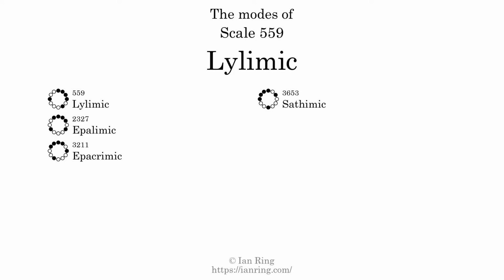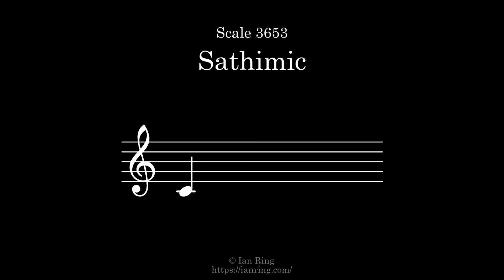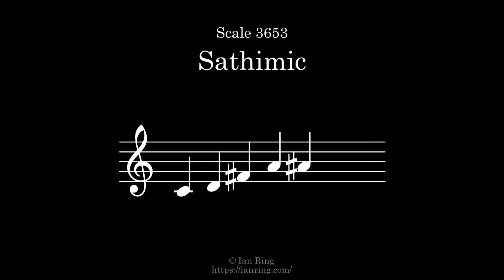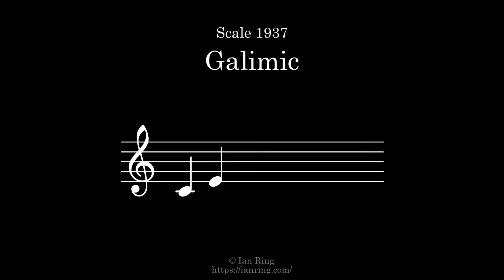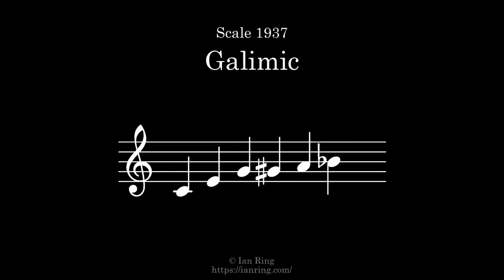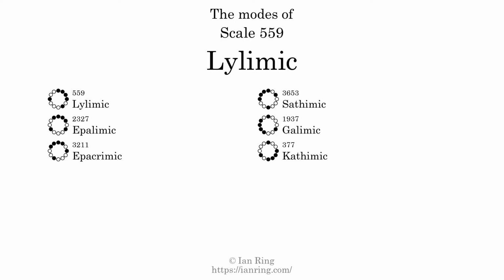The fourth mode is scale 3653, also known as hexatonic. It sounds like this. The fifth mode is scale 1937, also known as Lylimic. It sounds like this. The sixth and last mode is scale 377. Also known as hexatonic. It sounds like this.